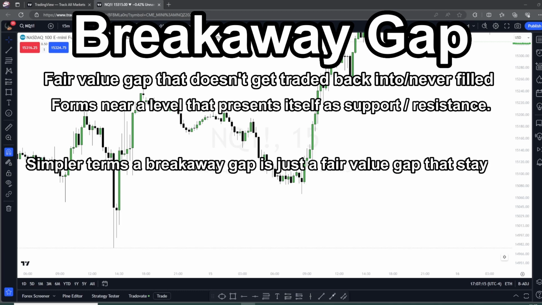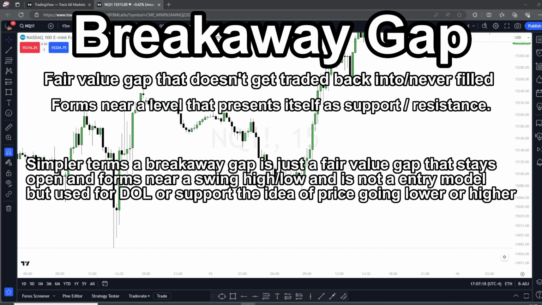So in simpler terms, a breakaway gap is just a fair value gap that stays open and forms near a swing high or swing low. And it's not used as an entry model, but used to determine the draw on liquidity or support the idea of price going lower or higher.